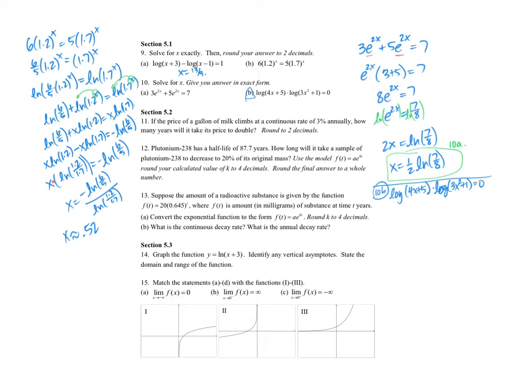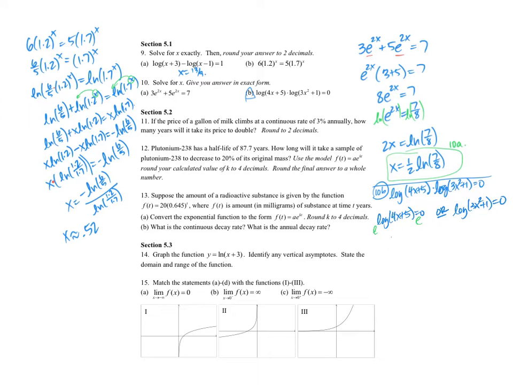But what we do have is, since we have two things multiplied together equal to 0, that means either one of them has to be 0. So we can break this up into two equations here. We can have log of 4x plus 5 equals 0, or we can have log of 3x squared plus 1 equals 0.